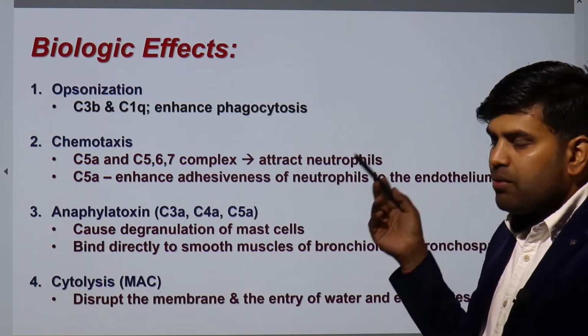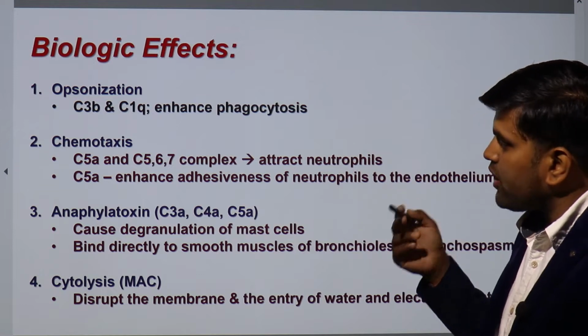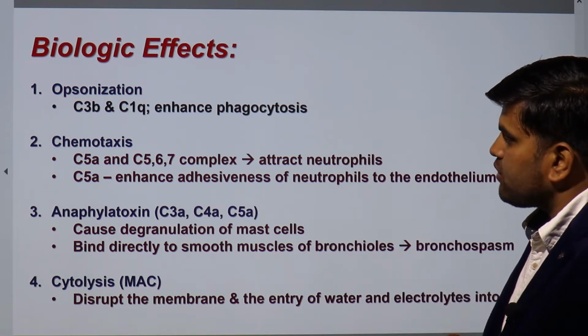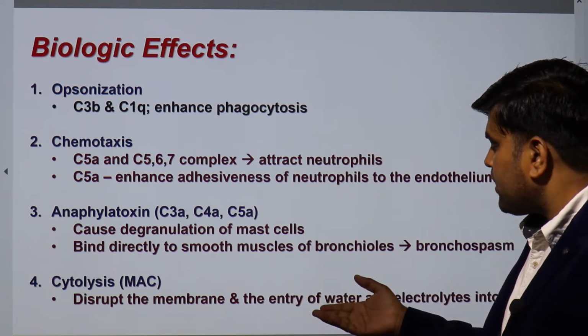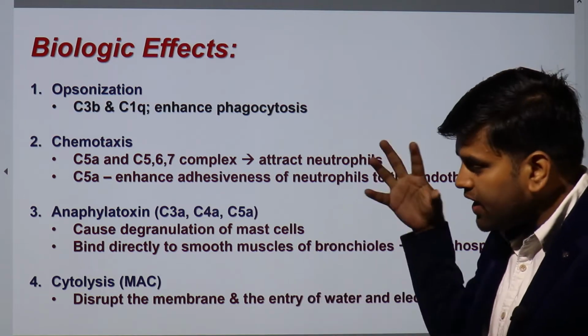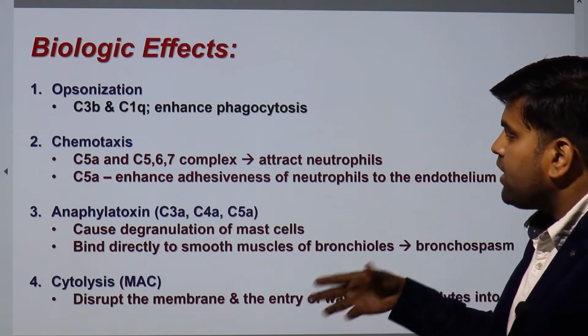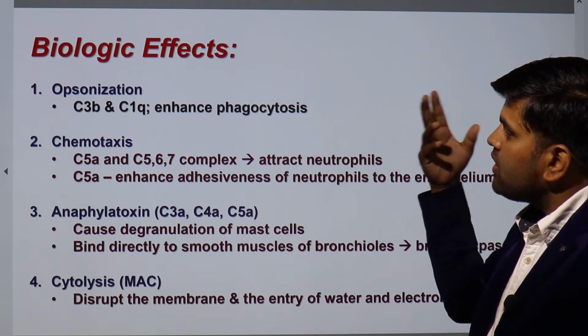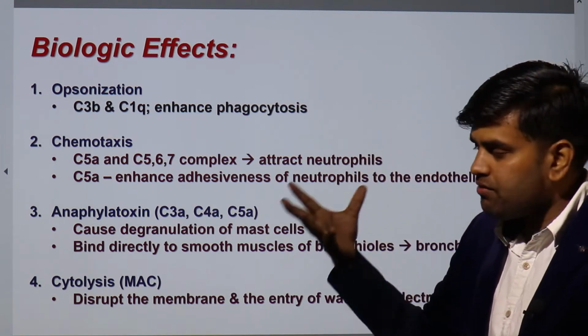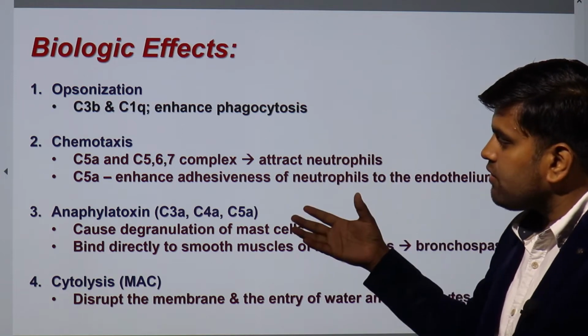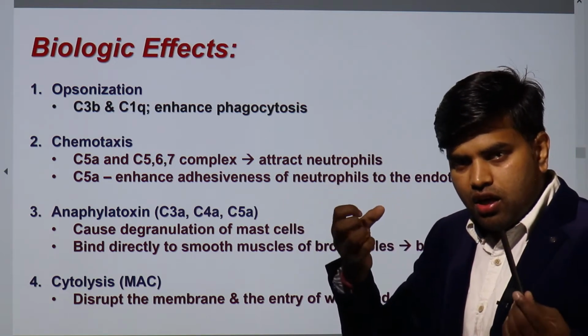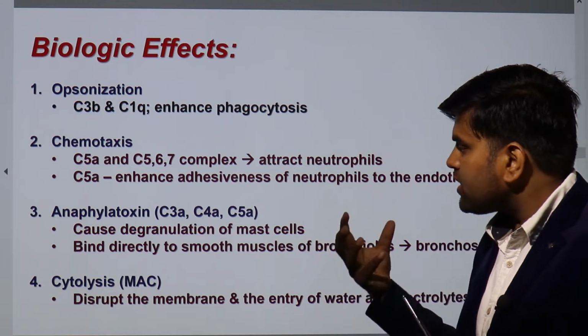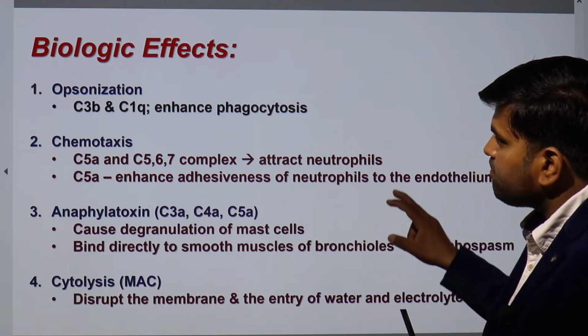So the biological effects we have talked about are opsonization, chemotaxis, anaphylatoxin, and cytolysis. They kill the organism through the membrane. This is known as the membrane attack complex. They attack the membrane, disrupt it, and cause lysis of the cell, and the bacteria or virus get killed. Opsonization is one way of enhancing phagocytosis. Chemotaxis and anaphylatoxin bring out the phagocytic cell and cause inflammation.